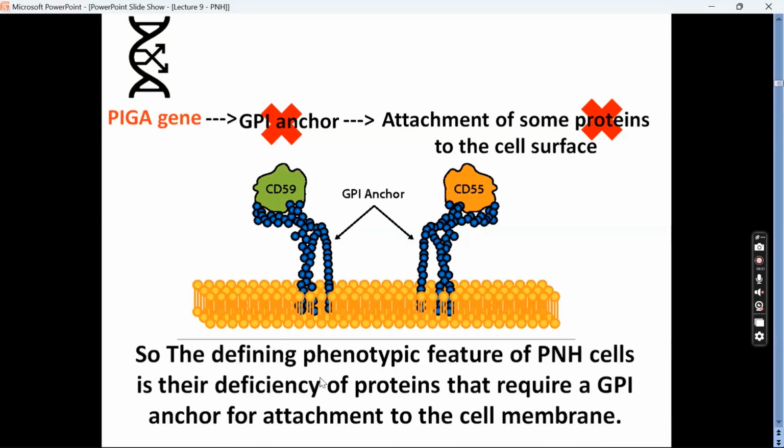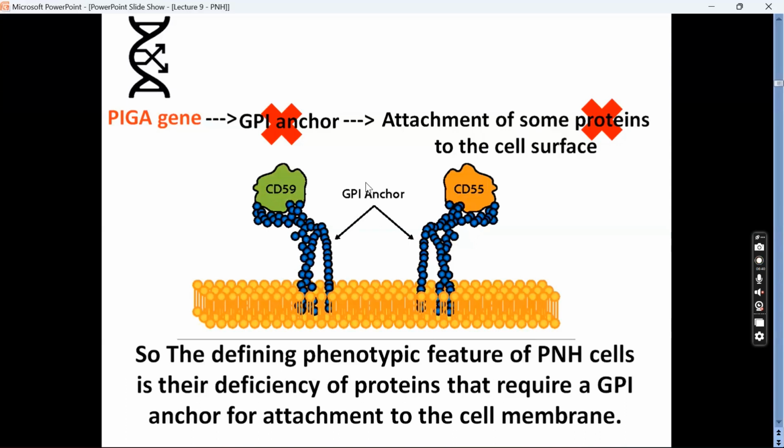Now, the defining phenotypic feature of PNH cells is the deficiency of proteins which are linked by the GPI anchor to the cell surface, the cell membrane. So we will be exploiting this feature for the diagnosis of PNH by flow cytometry. So how do we do it?